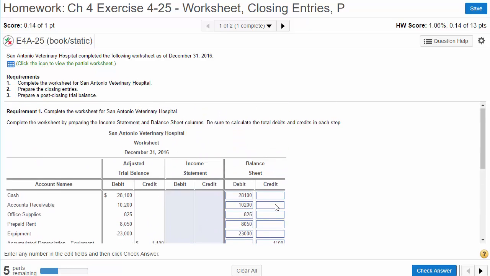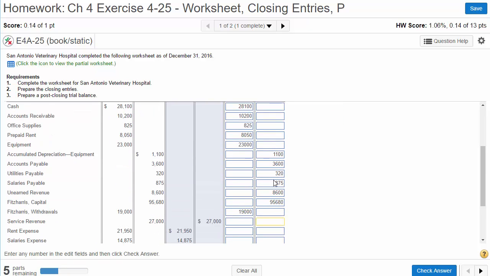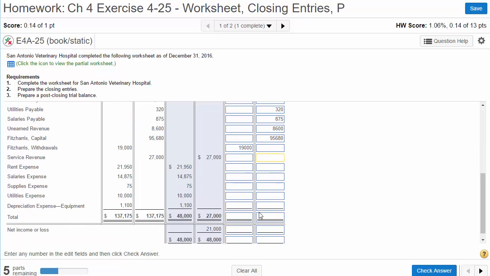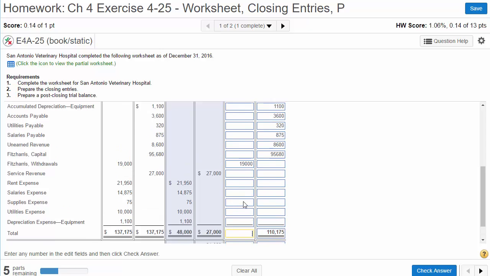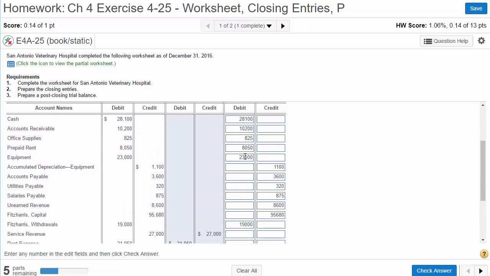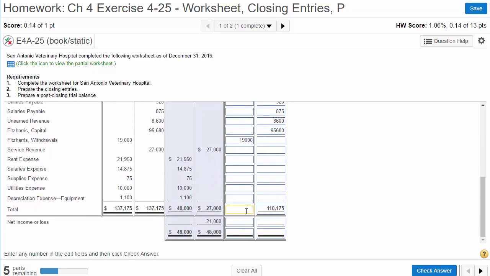So now what I need to do is figure out my subtotal. So adding up those numbers, I get 110,175. We'll put the comma on there so it's easier for you to read. And the other side, when I add up these columns and the draw, I'm going to get a total of 89,175. You don't have to put the comma in there.